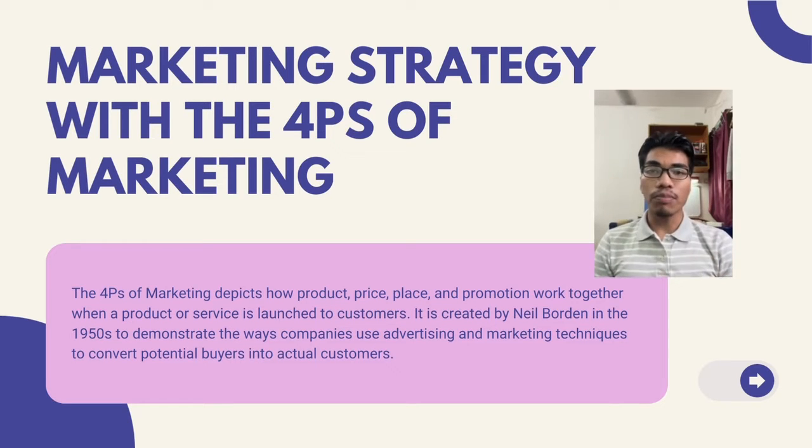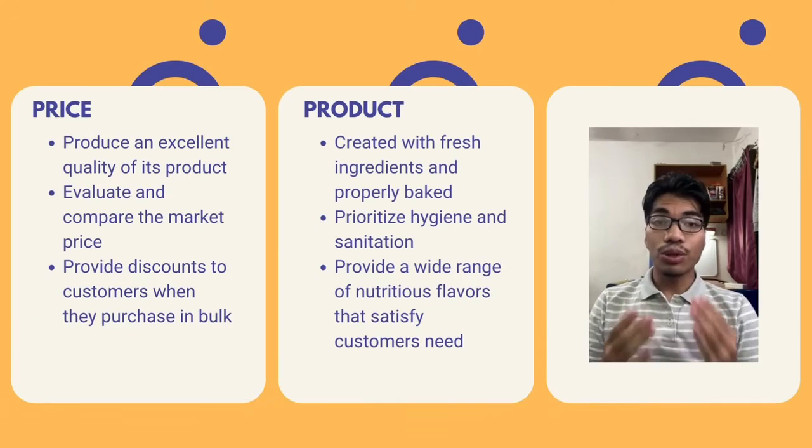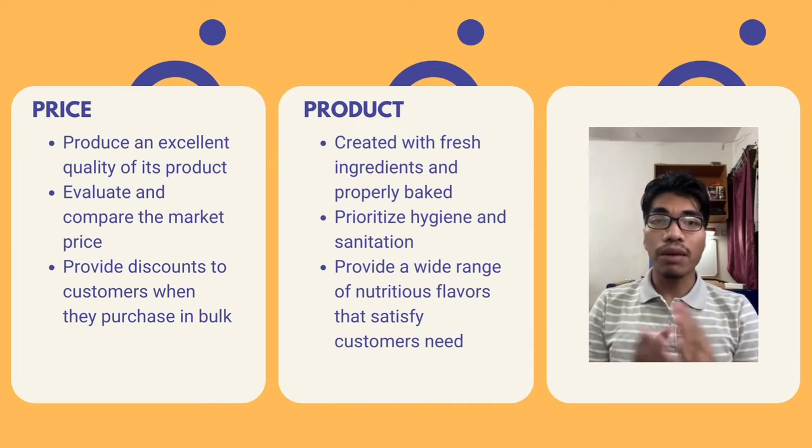Firstly, the 4 P's of marketing are the elements needed to market a good or service. The 4 P's of marketing depict how product, price, place and promotion work together when a product or service is launched to the customers. It demonstrates the ways companies advertise and market their techniques to convert potential buyers into actual customers. So based on the 4 P's, there are price, product, place and promotion.